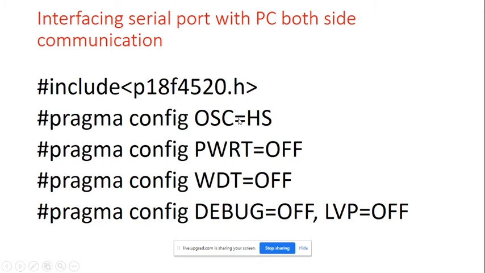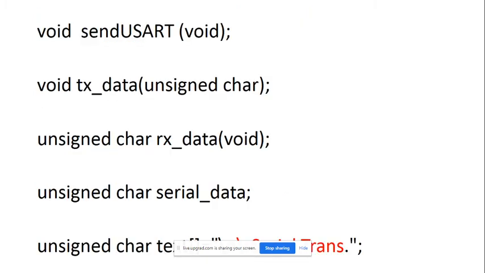Then we configure various configuration registers, such as the oscillator as high speed. PWRT is not necessary, that's why it is off. Watchdog timer is not necessary, we can directly reset the controller, that's why it is also off. Debug is off, and LVP, low voltage programming, is also off. These settings are common for all PIC microcontroller practicals. Okay, then next we write the various subroutines.